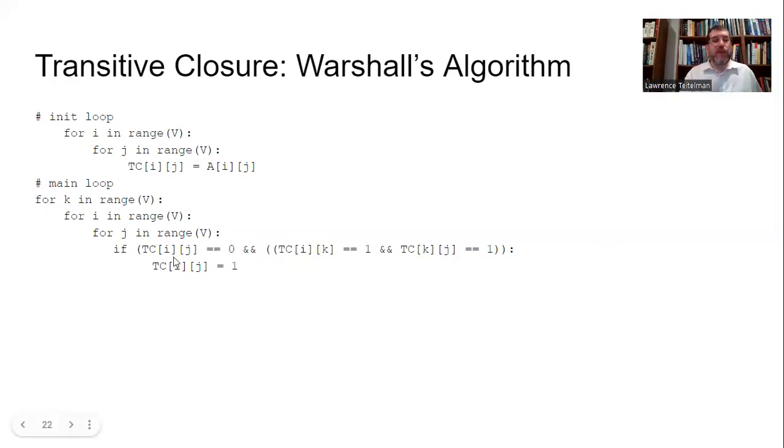Now, the truth is, if I omitted this first piece here, it would still work, right? It's still true that if I can go from I to K and K to J, then I can go from I to J, even if this was true already. I just don't need to update it if it's already one. So that's why we have this extra if here, but we could remove this piece of the if.